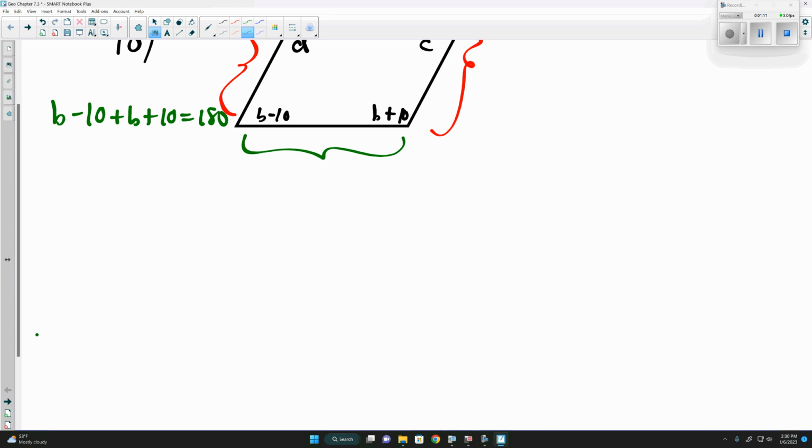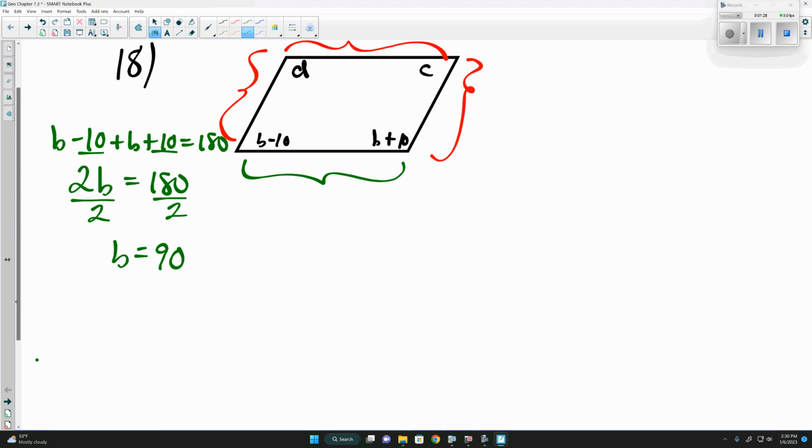Well, B plus B is 2B. Negative 10 plus 10. Divide by 2, so B is 90. Now if we plug that in, 90 minus 10 is 80, and 90 plus 10 is 100.